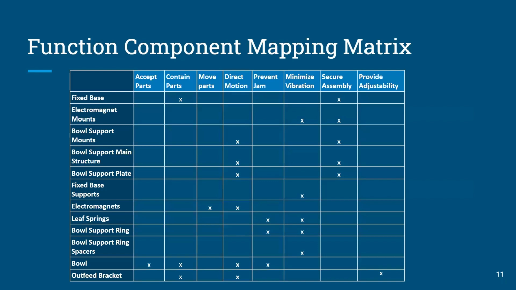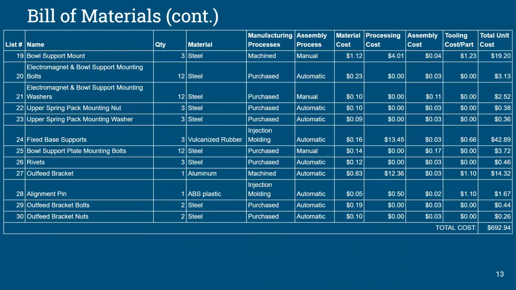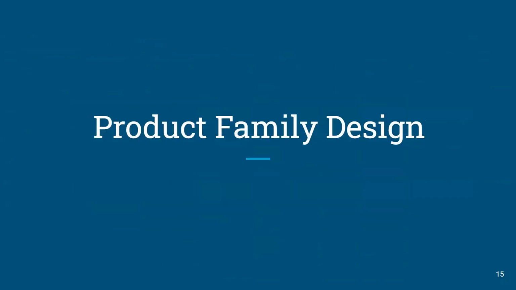This is a functional and component matrix. It shows all of our parts and the functions they will be completing. This is the bill of materials. This is a quad chart. We will be focusing on redesigning the one in red, but we also focus on the other parts to either get rid of them or redesign to make them lower cost.